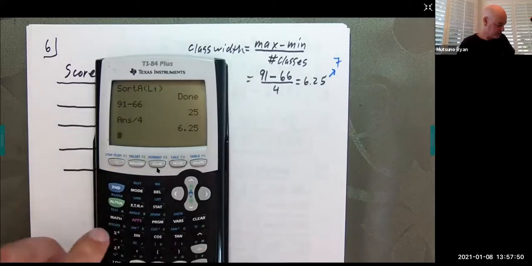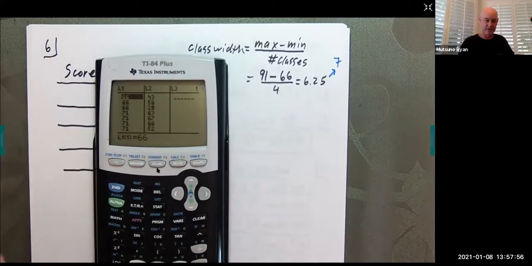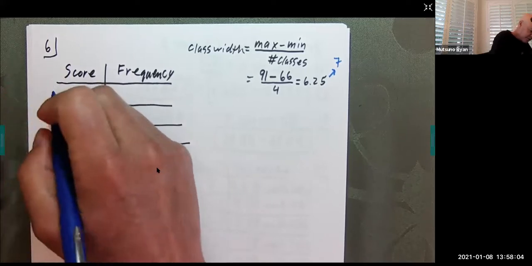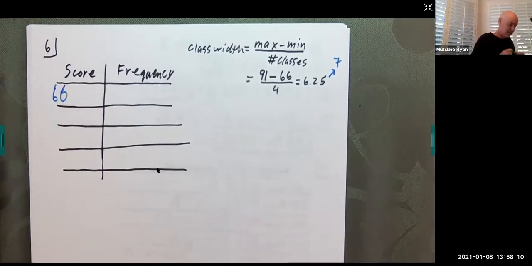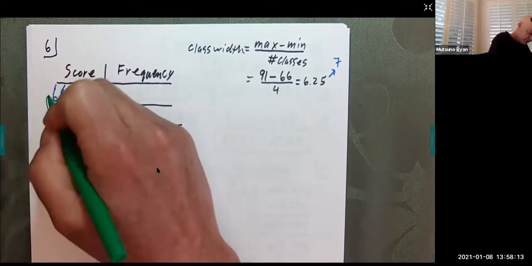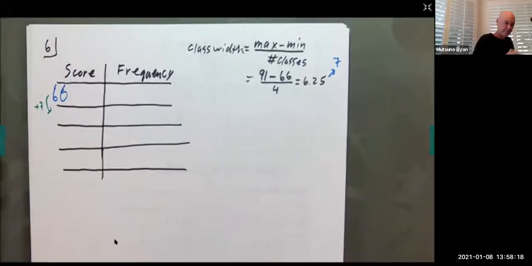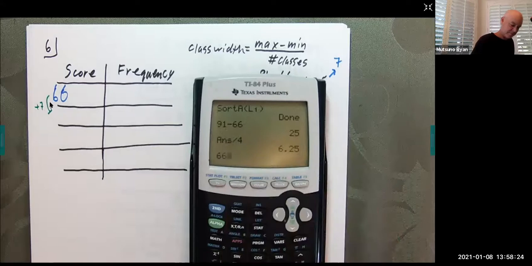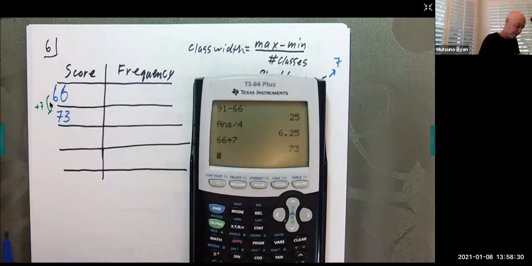And as I mentioned, I'm going to use the data that's here instead of starting at 60 like they asked me to do. So my table is going to look slightly different than the table in the answer key. I'm going to start with the lowest value, which is 66. Good, 66. And I'm going to get the next lower limit by adding 7. So 66 plus 7 is 73. Now I'm going to add 7 again.